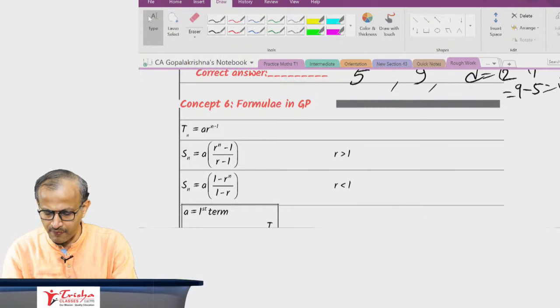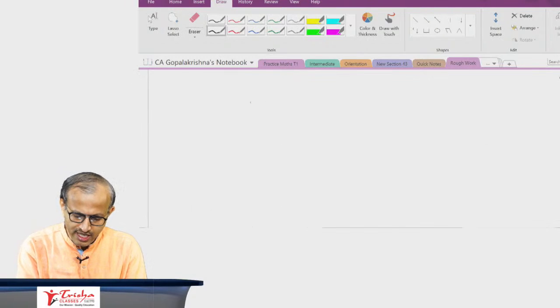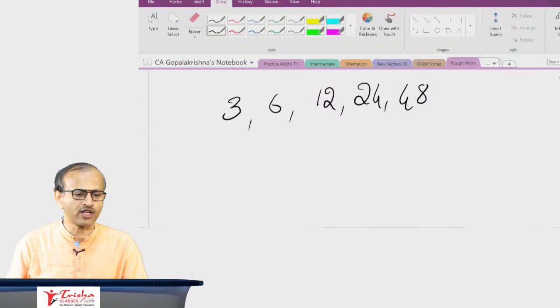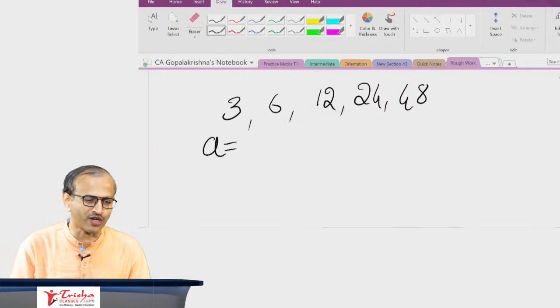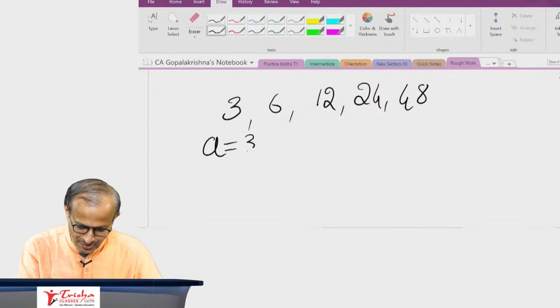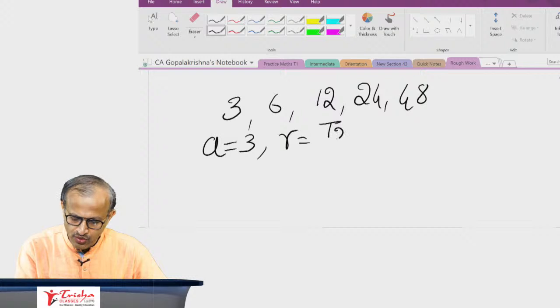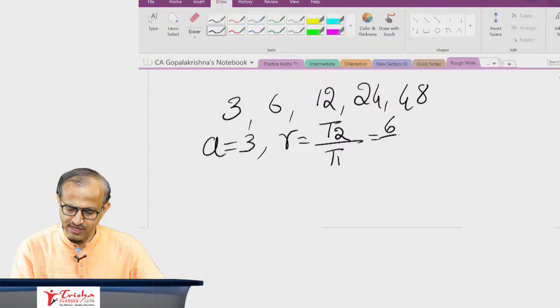Okay, I'll take one example to illustrate the working here. Listen. Let us consider 3, 6, 12, 24, 48. Can you all tell me what is the first term? Fastest finger on the chat box. No prizes and laddus. Simple question, 3. What is the ratio, T2 divided by T1? 6 divided by 3, so the answer is 2. It is greater than 1.